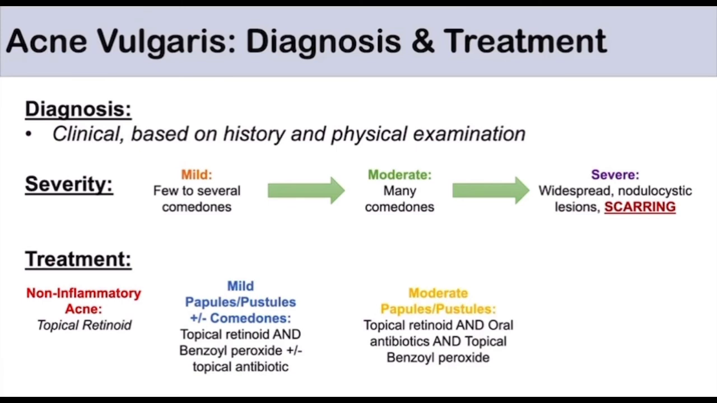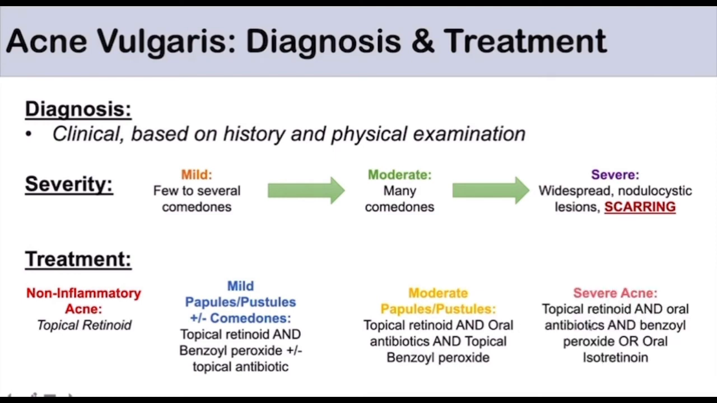The other severity, moderate papules and pustules, you use the topical retinoid and oral antibiotics and topical benzoyl peroxide. So the oral antibiotics are generally a tetracycline, usually something like doxycycline. For severe, you can use topical retinoid and an oral antibiotic and benzoyl peroxide, very similar to the moderate, so you use the same. Or you can use oral isotretinoin. Oral isotretinoin is kind of the big gun for treating acne. So you can use this, but as we mentioned before, some individuals can actually have a worsening. They can have an acne fulminans reaction due to the isotretinoin.